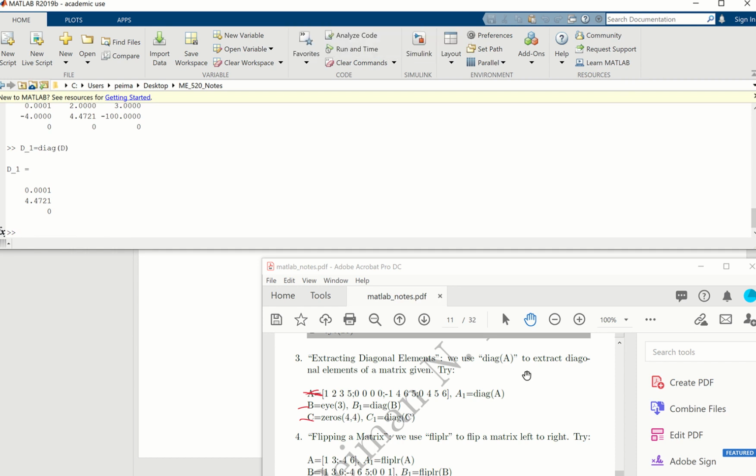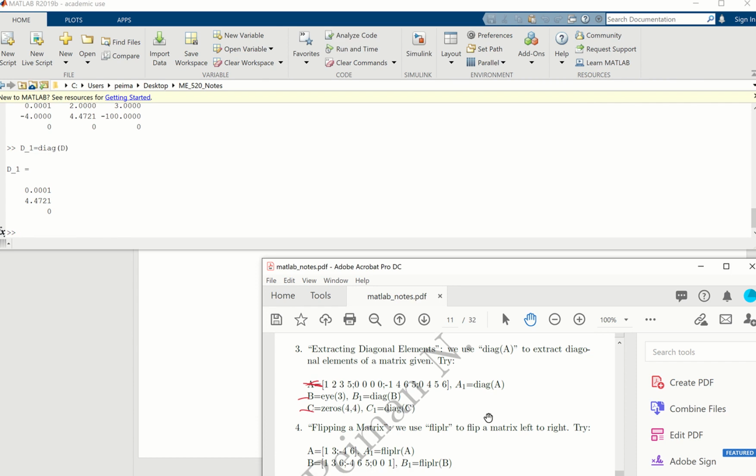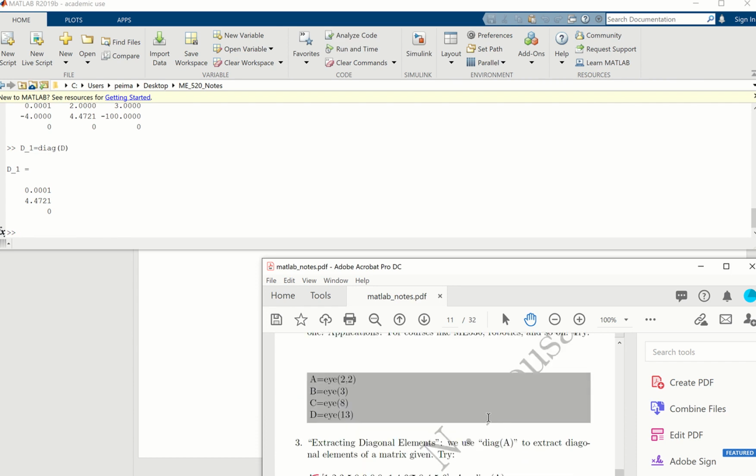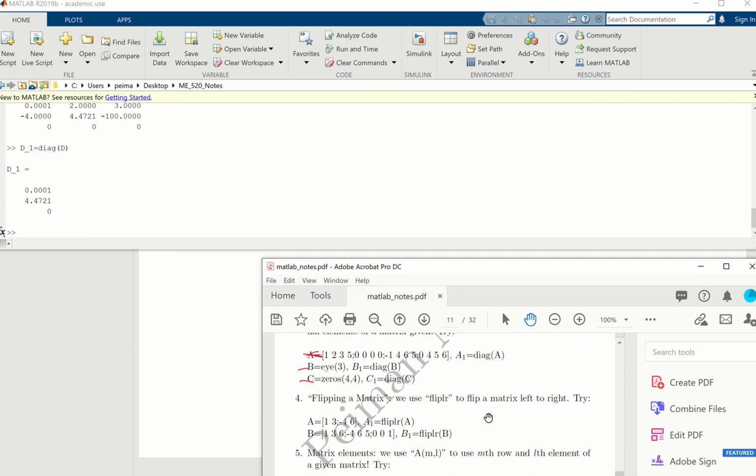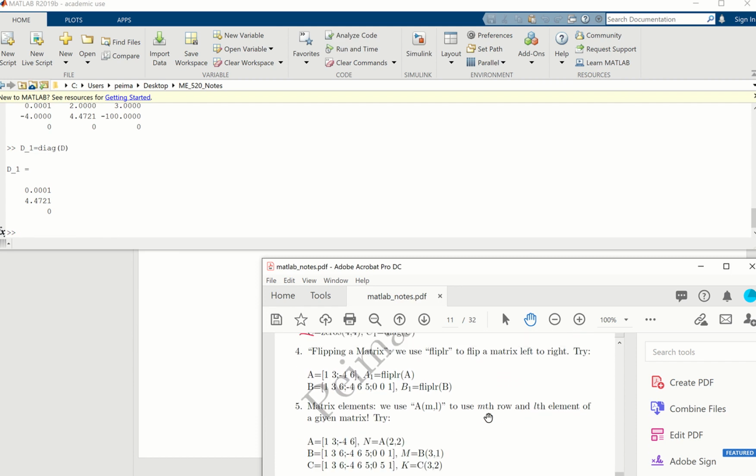Yes. Good. Okay. After knowing this, and after knowing about the zeros and identity matrix I, let's go to the next section. Flipping a matrix. We use fliplr to flip a matrix left to right. Let's do that together.